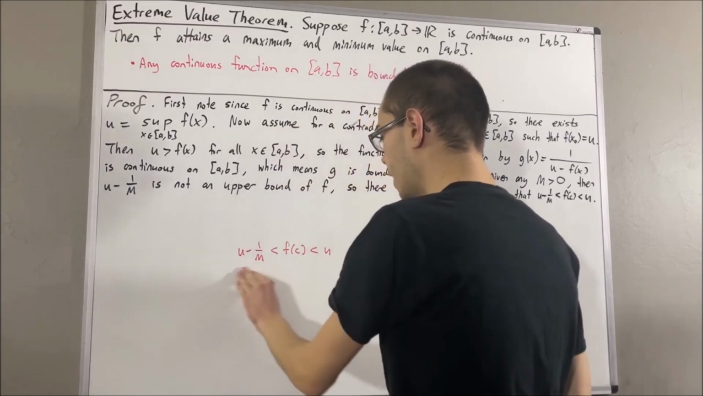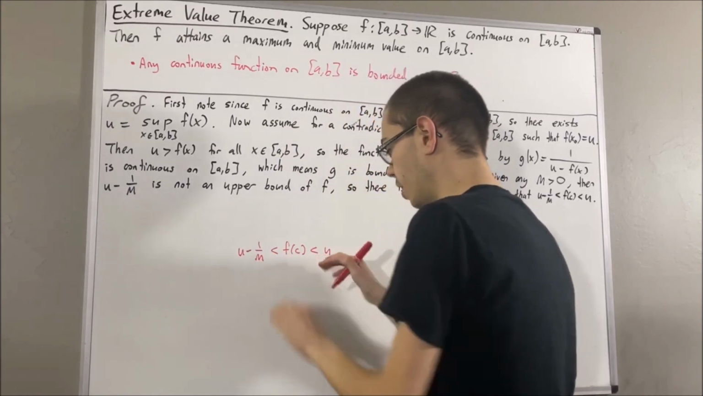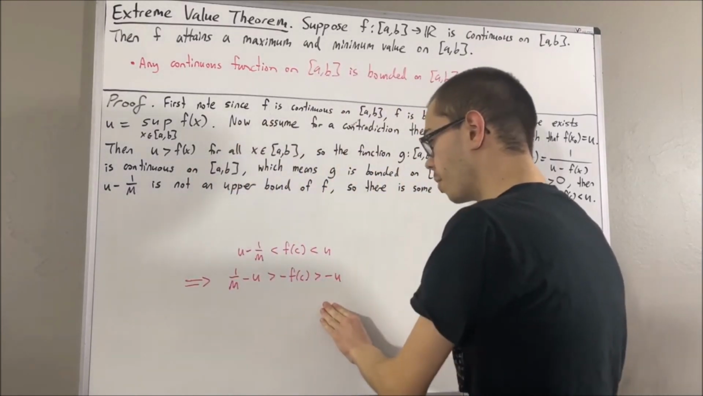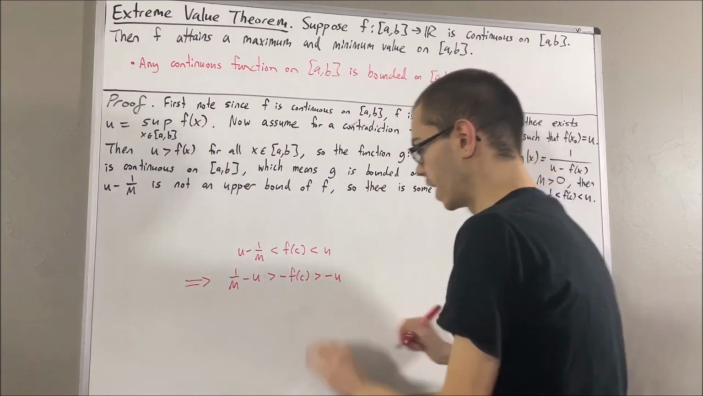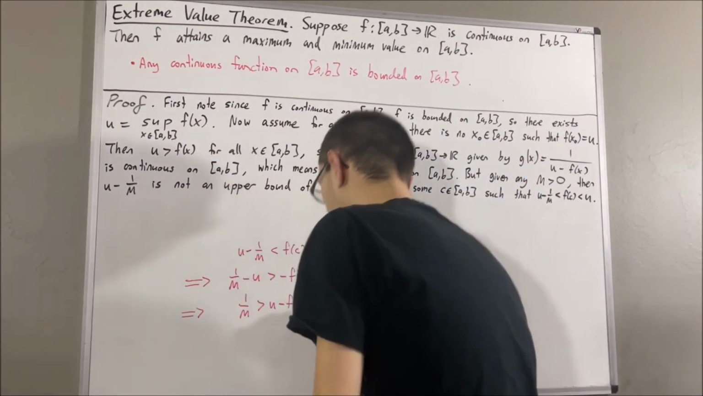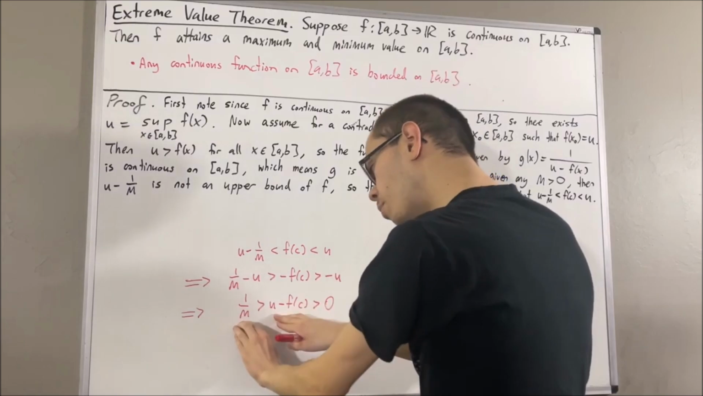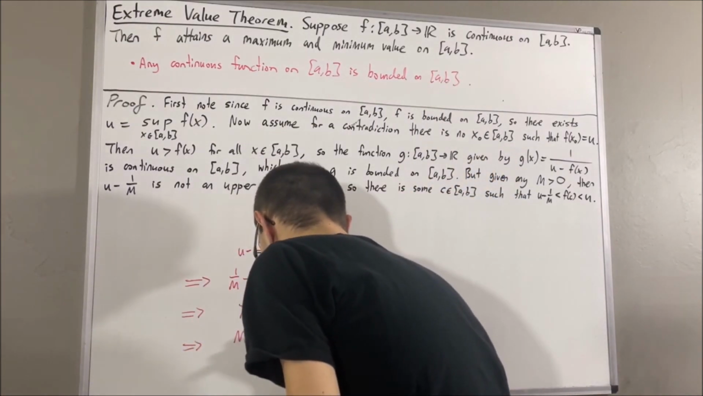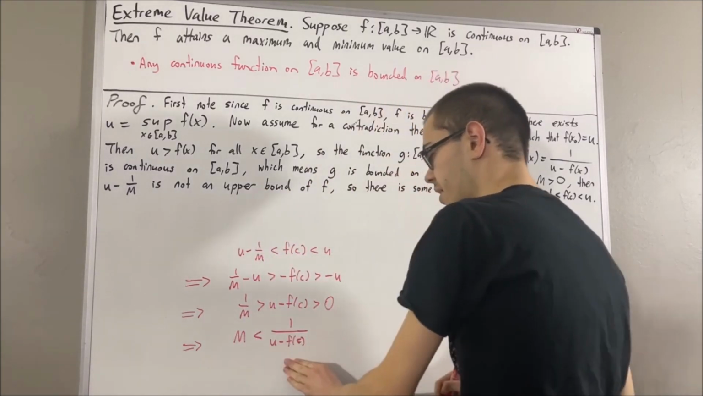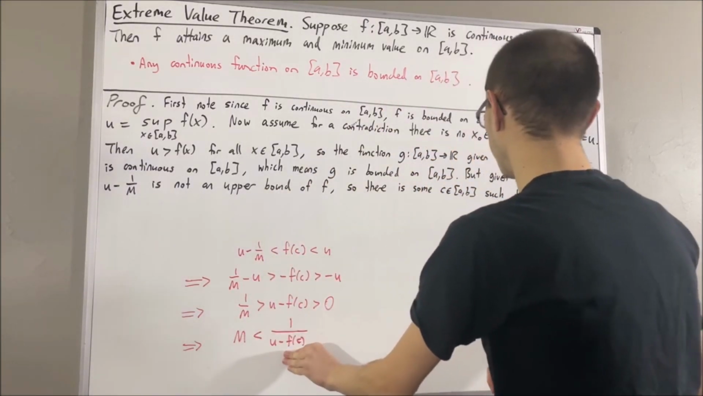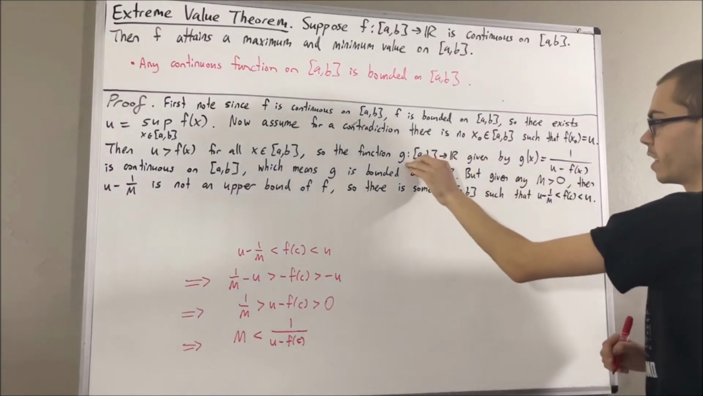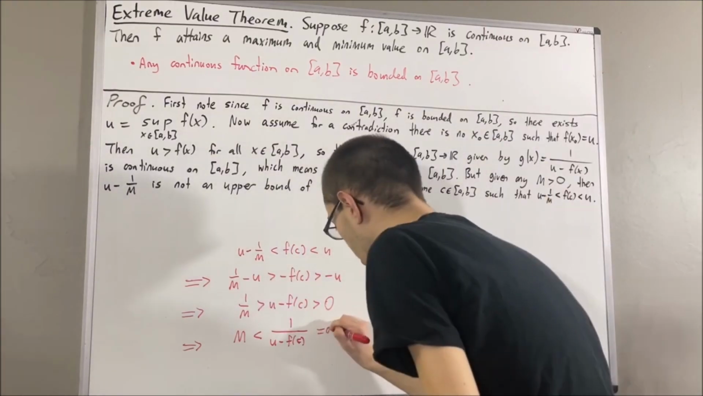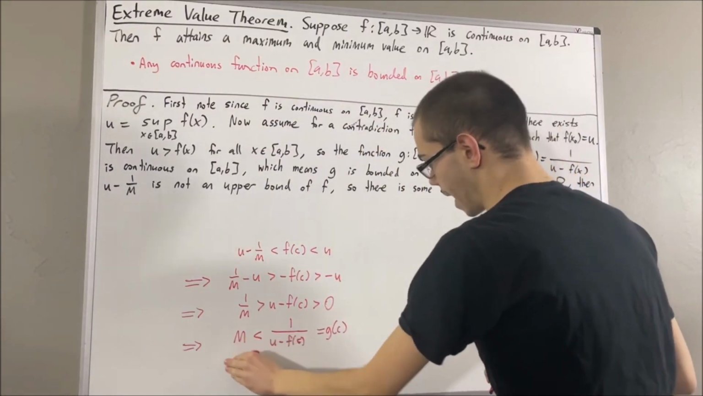first, if we negate all three sides, that'll flip the signs of the inequalities. So we get this, but then if we add u to all three sides, we get this, but then if we take the reciprocal of these two guys, that'll flip the sign of this inequality. And we get this. But this is precisely g of c. If we send c into the function g, we get g of c is equal to 1 over u minus f of c. So this shows g of c is greater than m.